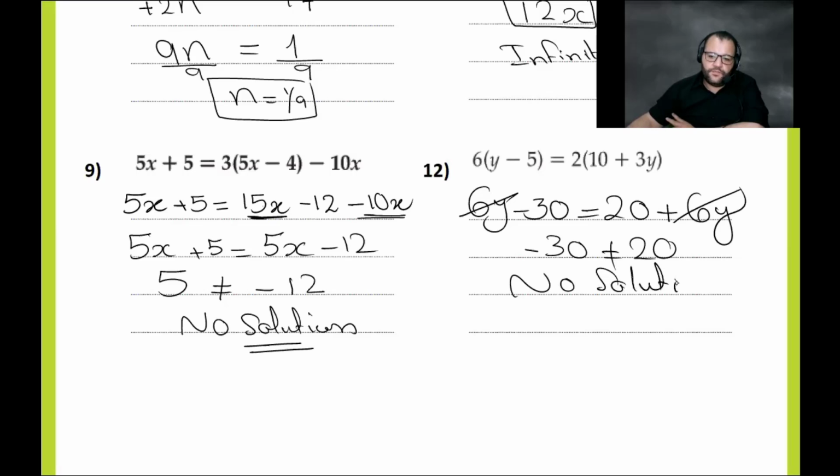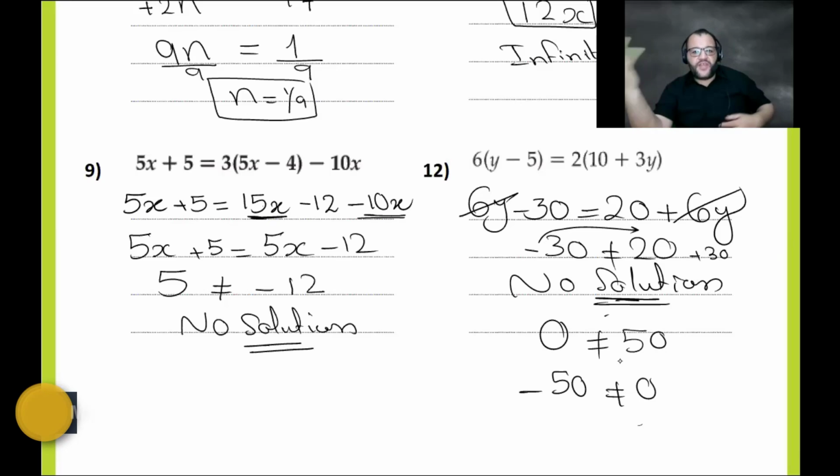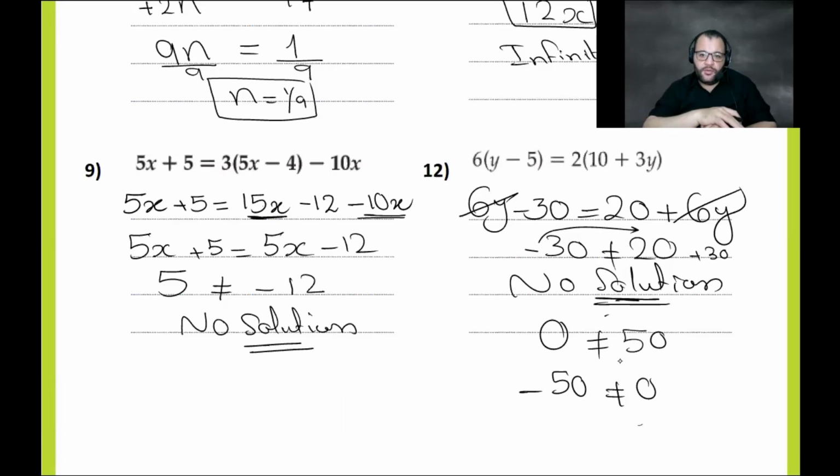No solution. Listen, I found that 0 is equal to 50. No problem, the same. If you shift 30 to the other side by adding 30, the remaining is 0. 0 is not equal to 50. If you shift 20 to the other side, you will find that negative 50 is not equal to 0. The same. You understand it? The main idea is that the left-hand side is not equal to the right-hand side, whatever the number that you have. Any problem?